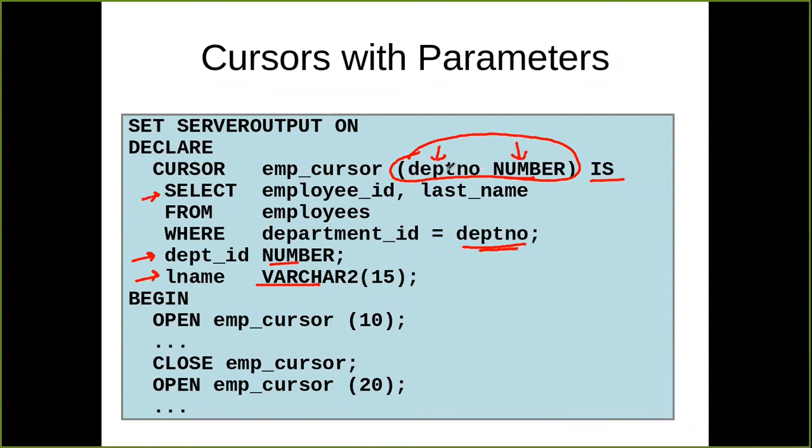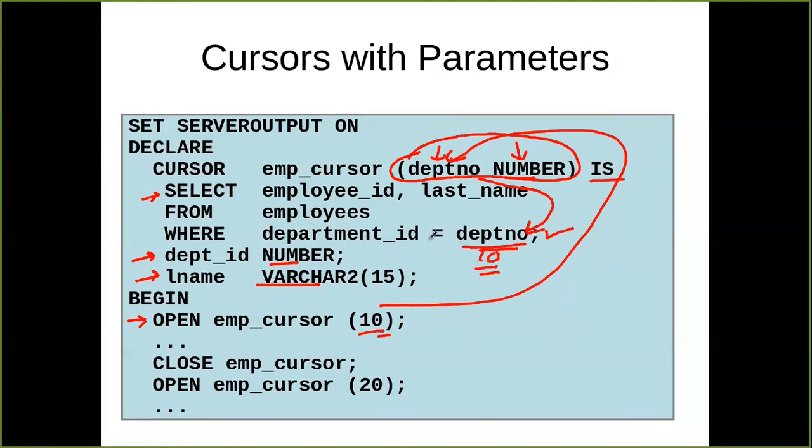So I will pass some number from the outer world, from the outer program, and that number will be used in the query to fetch the data of the employees corresponding to that department. Now see how this can help us in fetching the data from different departments. If I write the statement like this: open employee cursor 10. So 10 will be passed to this particular variable. From here it will pass to here. So now my query becomes select employee ID, last name from employee where department ID is equal to 10. That means all the employees of department number 10 will be retrieved by this particular cursor.